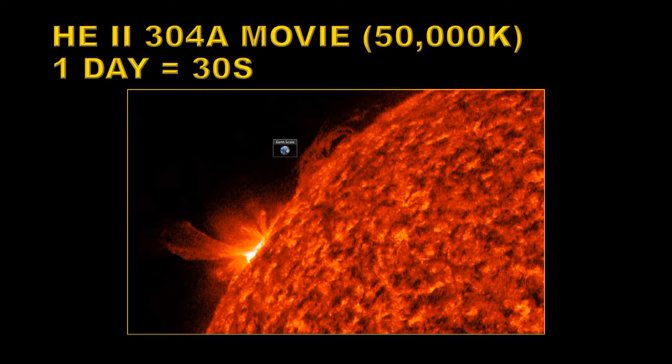And the format of all these movies are going to be very similar. One day is going to cover about 30 seconds, so it's very much speeded up. And I've got a reference here for scale, which is the size of the Earth, inserted into the picture. What you're looking for in the helium-304 line is generally ejecta, and you can see a jet coming out from the southern part of this region in this particular slide. So let's take a look at what goes on at 50,000 degrees, which is the lower part of the solar atmosphere.